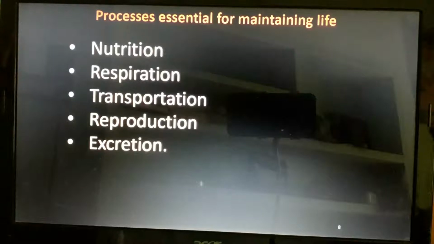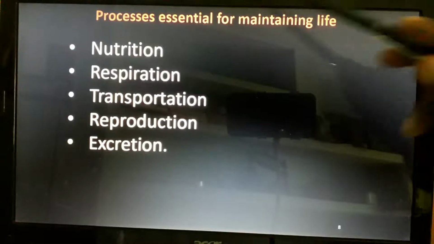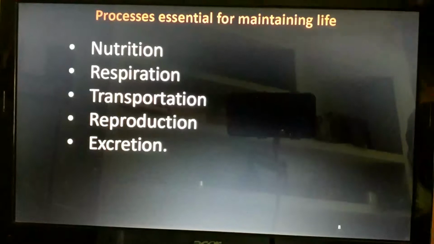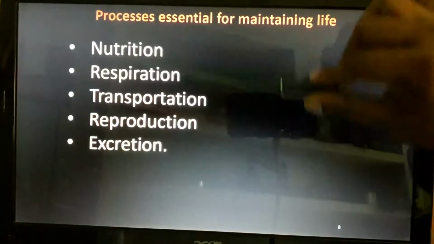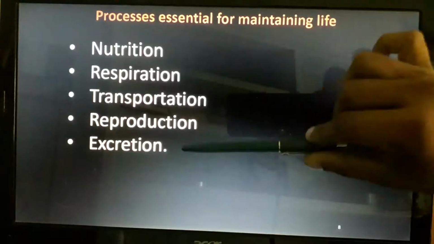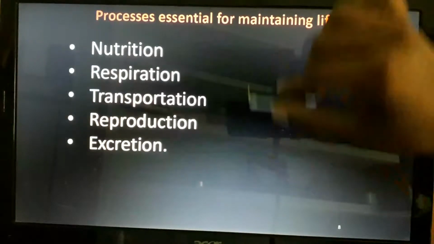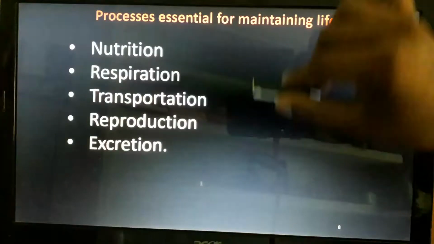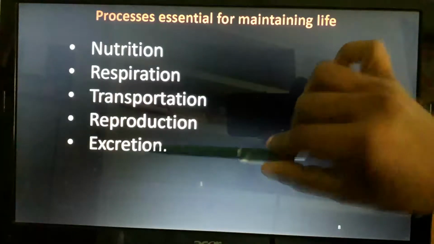These are the processes essential for maintaining life: nutrition, respiration, transportation, reproduction, and excretion. These we will study anyway. These four are the main parts. Okay, 1, 2, 3, 4 parts are there, and each part is very, very important.